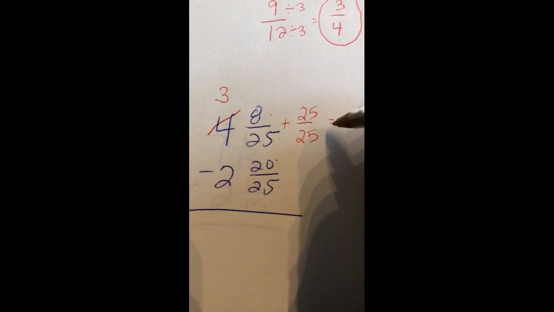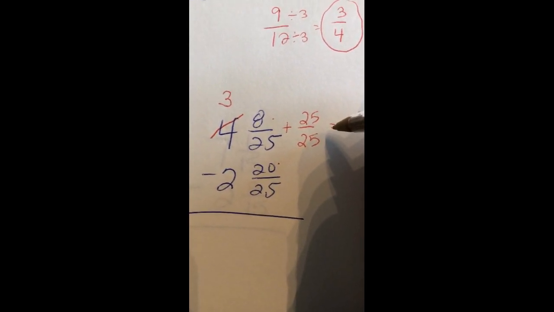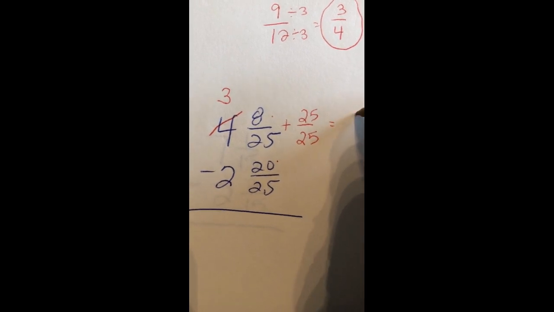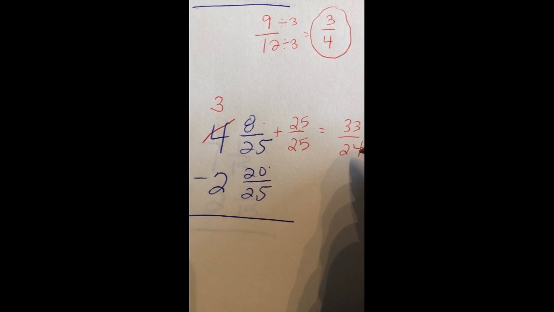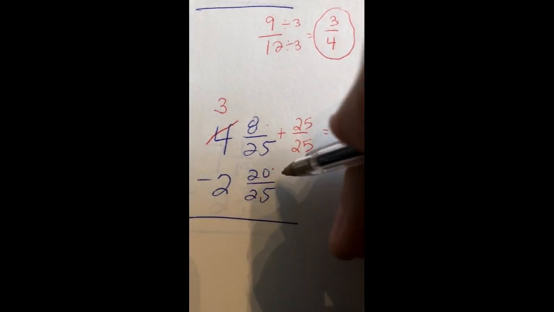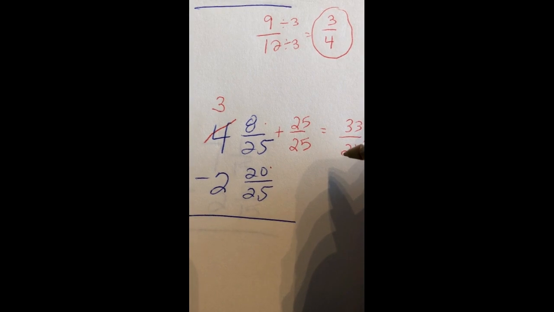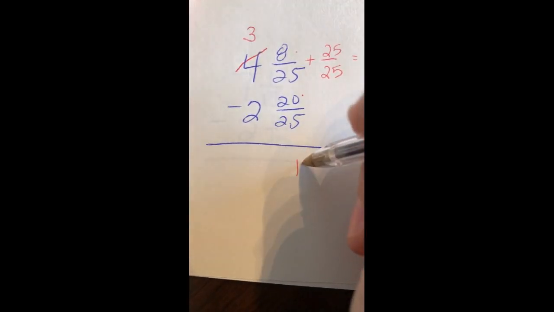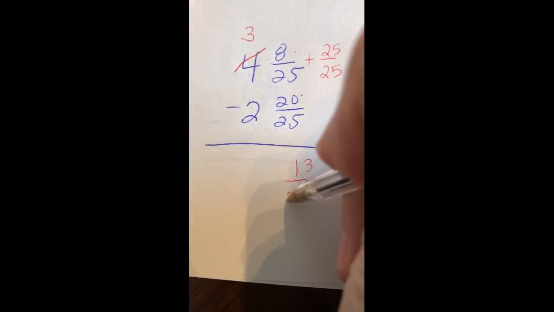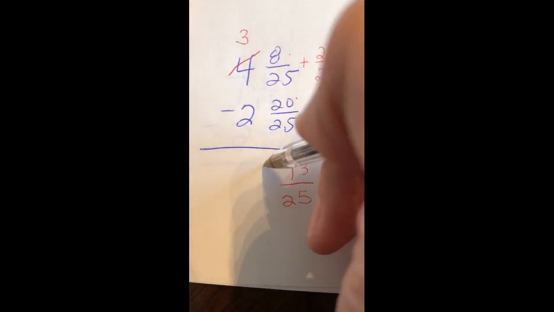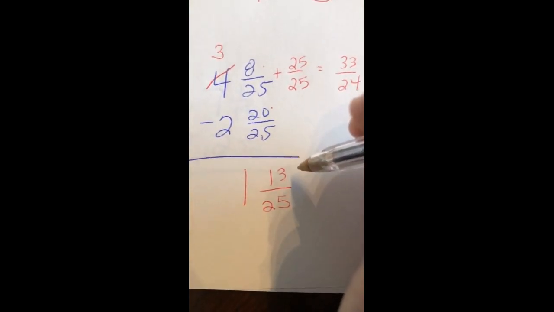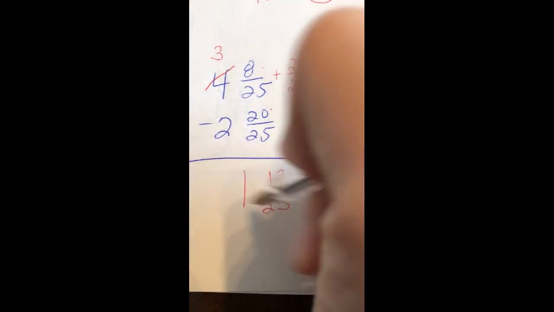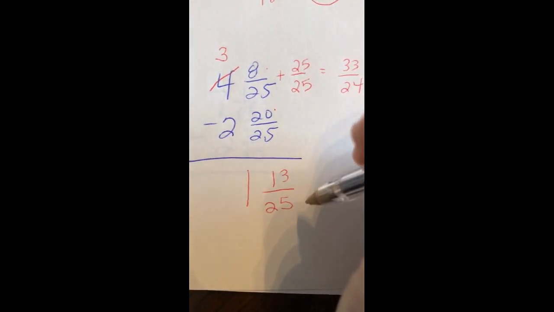25 plus 8, what is that? 26, 27, 28, 29, 30, 31, 32, 33 over 25. And now we're going to subtract 20 from 33. So what I would have left is 13 over 25. And then 3 minus 2 is 1. So the answer to number 5 is 1 and 13/25. We can't simplify that anymore. So 1 and 13/25.